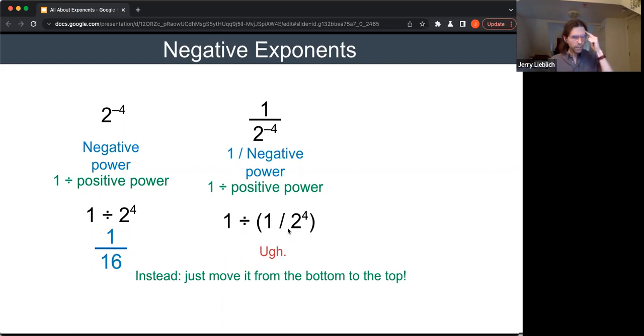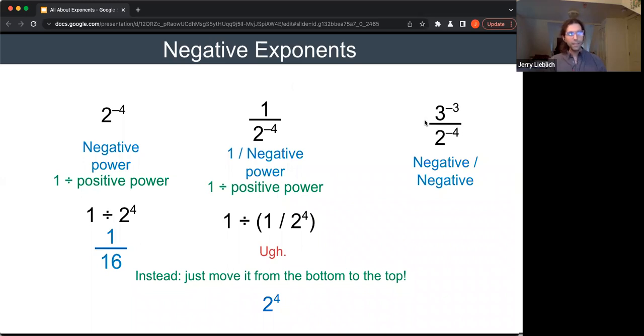So the easier way to think of this is, instead of thinking of it as 1 over this, just think: if it's a negative exponent, it either goes from the top to the bottom, or it goes from the bottom to the top. We just flip it over. That's the easiest way to think of it.